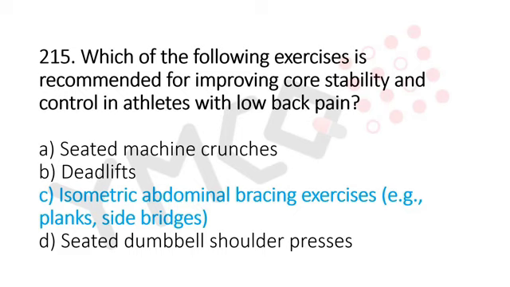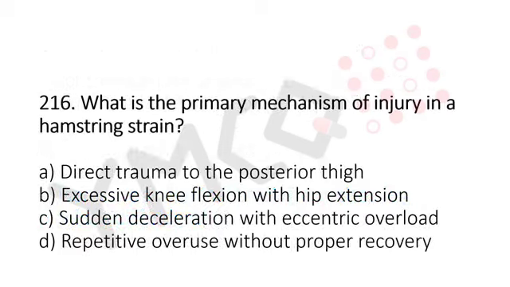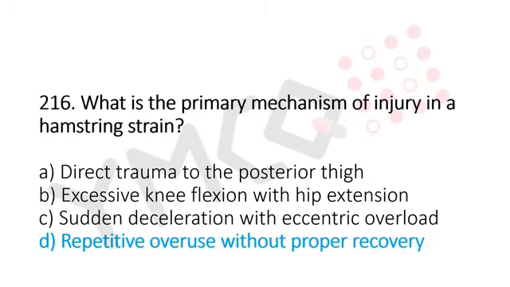Now let's move to question number 216. What is the primary mechanism of injury in a hamstring strain? Option A, direct trauma to the posterior thigh. Option B, excessive knee flexion with hip extension. Option C, sudden deceleration with eccentric overload. Option D, repetitive overuse without proper recovery. And the answer is option D, repetitive overuse without proper recovery.